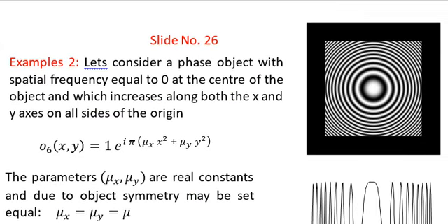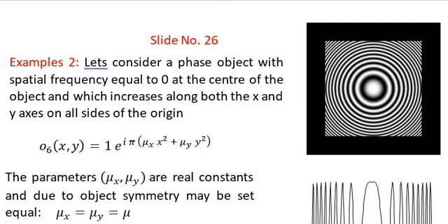Now we are presenting an example so that we can calculate the object spatial frequencies and the object Fourier frequencies, and evaluate the comparison between them, or see if there is any relationship between them or not. So this is example 2. Let's consider a phase object with a spatial frequency equal to 0 at the center.